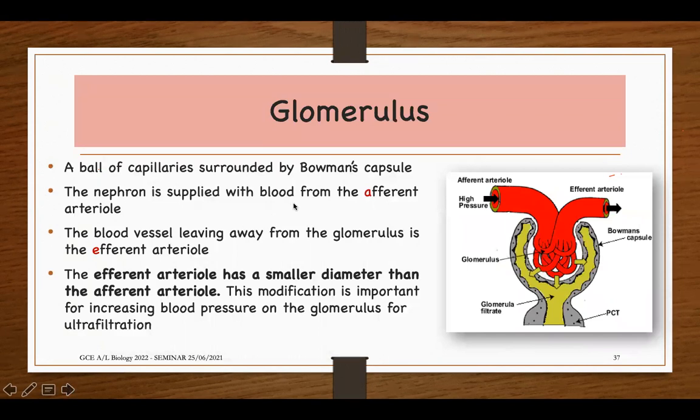Then the glomerulus, a ball of capillaries surrounded by the Bowman's capsule. Nephron is supplied with blood from the afferent arteriole. I have colored afferent and efferent, the first two letters in red. That is for you all to remember the words correctly.